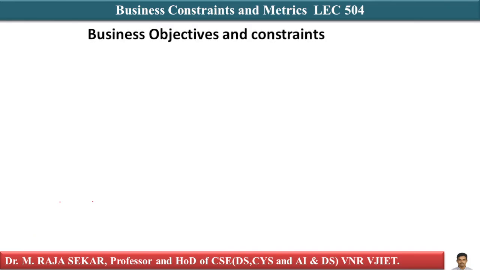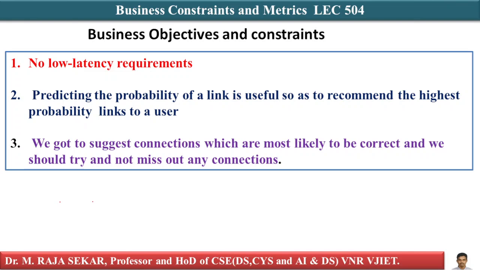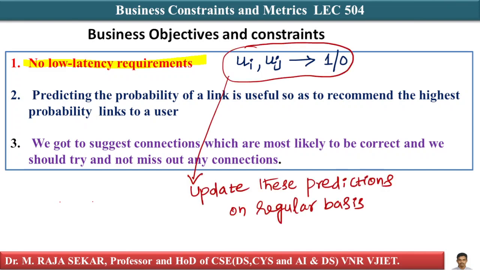First thing is, we may not be very worried about latency constraints here. For example, given a pair of users UI and UJ, we are not in a hurry to determine whether there should be an edge between them or not, because most social networks would update these predictions for UI comma UJ on a regular basis. Probably they could do it twice a day.